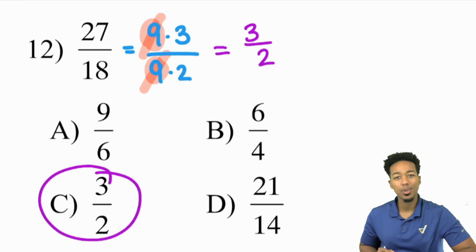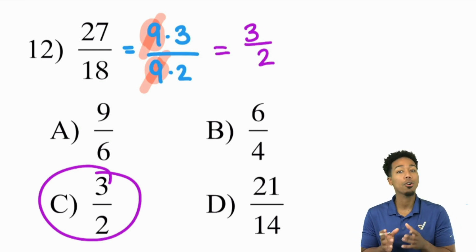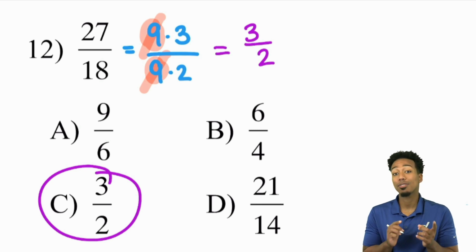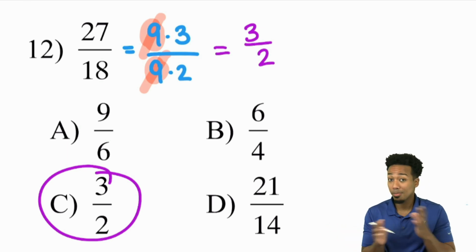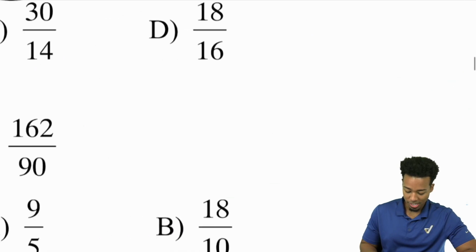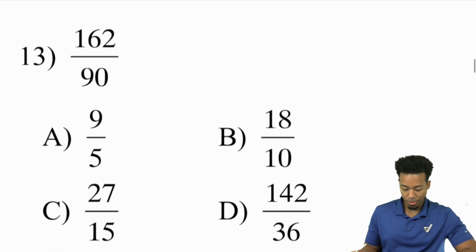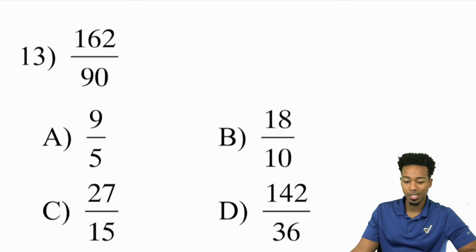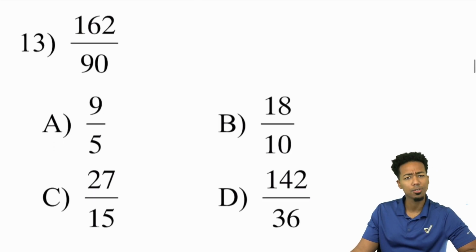Now I'll do one more here in this section, and then I'm going to go to the next section, which is the hardest one. In the hardest one, we're going to have improper fractions that we have to turn into mixed numbers. And you're going to see plenty of questions like that on the test itself. So here, number 13. We have 162/90. This one seems pretty intense, but it's very, very doable.